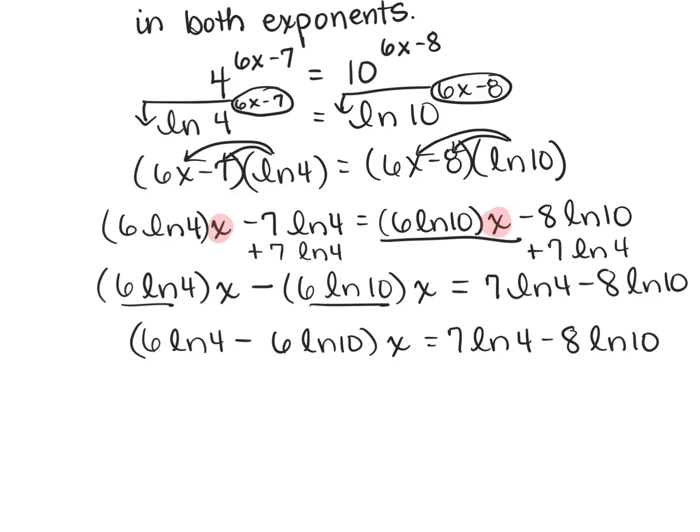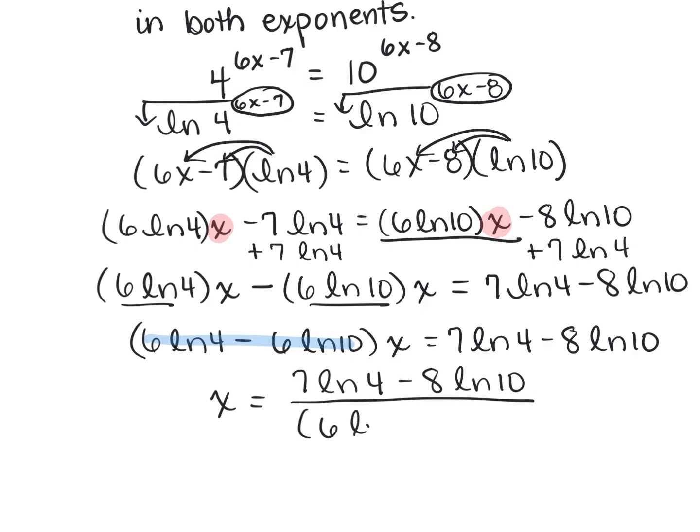So to solve for x, I just have to divide by this. So we're going to divide both sides by that. So we have x is equal to, on the top, 7 natural log of 4 minus 8 natural log of 10. And then we're going to be dividing that by 6 natural log of 4 minus 6 natural log of 10. And the parentheses are not necessary.